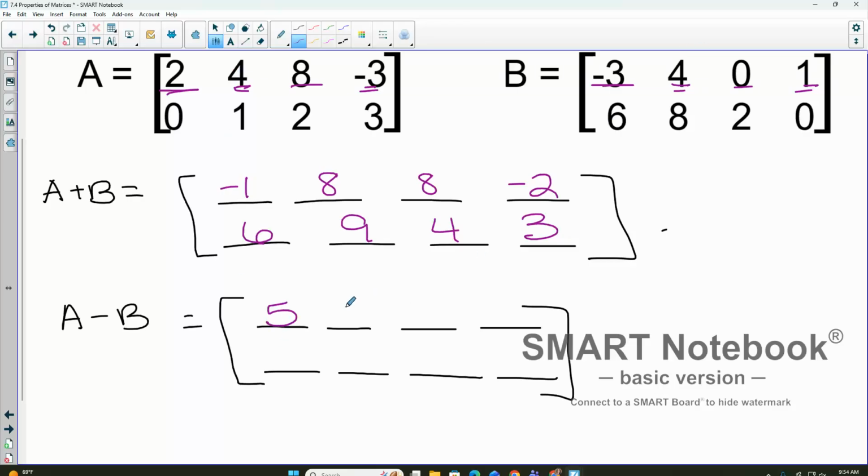4 minus 4 is 0. 8 minus 0. Negative 3 minus 1. 0 minus 6. 1 minus 8. 2 minus 2. And 3 minus 0. All right. Is everyone okay with how I got this? Yeah. All right, I want you to do your own.